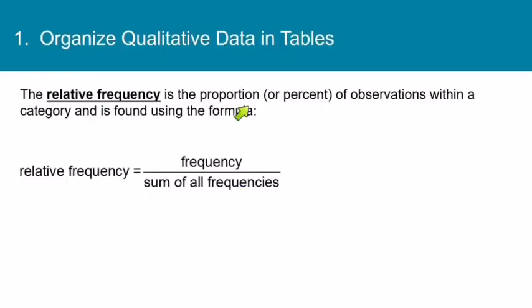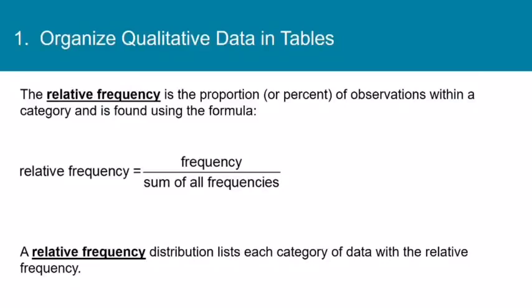Now this says proportion or percent. Proportion is the decimal value, and percent has been multiplied by 100 and has a percent symbol on it. We almost always use the proportion, but you could use the percent if you really needed to. We will usually stick with proportion.